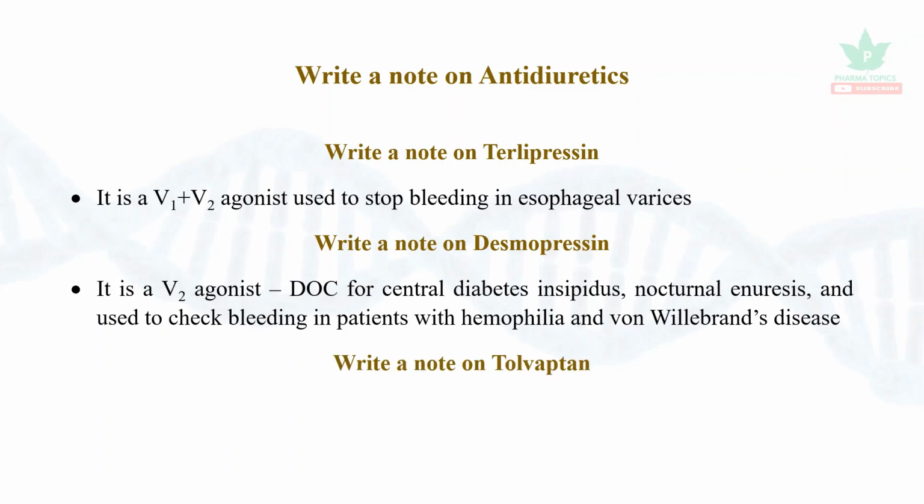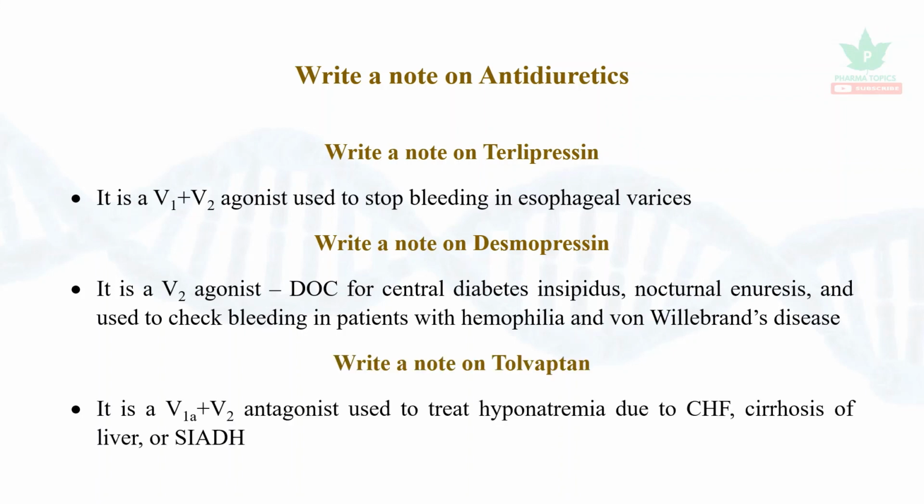Next is a note on tolvaptan or conivaptan. It is a V1A and a V2 antagonist. It is used to treat hyponatremia due to congestive heart failure and cirrhosis of liver or syndrome of inappropriate ADH secretion. So it's a very short useful information on diuretics and antidiuretics. I hope it will be useful for your exam preparation.